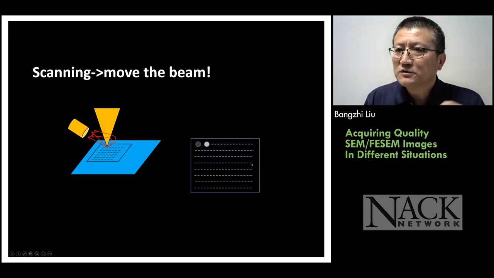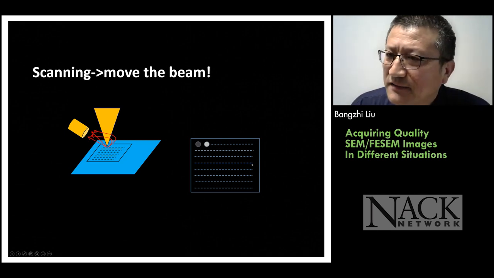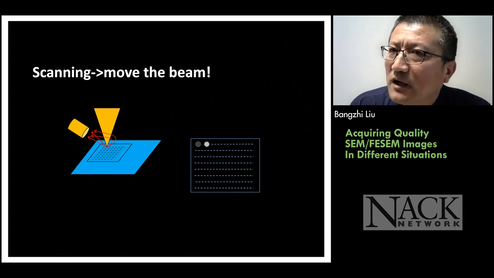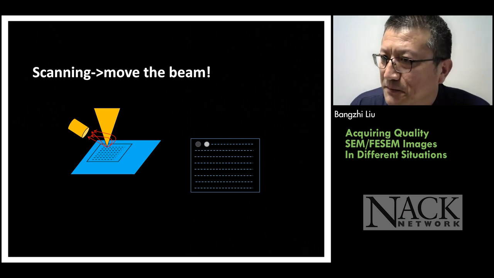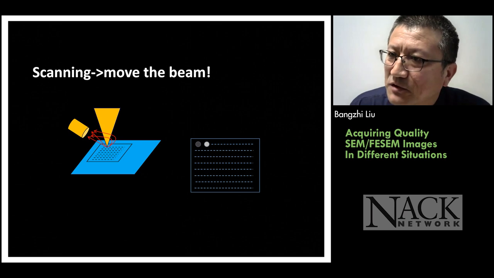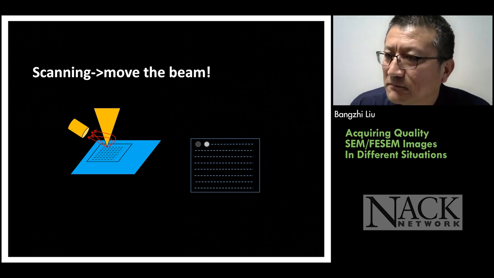So scanning is very special to the SEM. This is how we collect the image. But it is not unique to SEM. There are other types, like AFM. Probably some people use AFM, which is also a scanning technique. So the imaging process is actually the same.